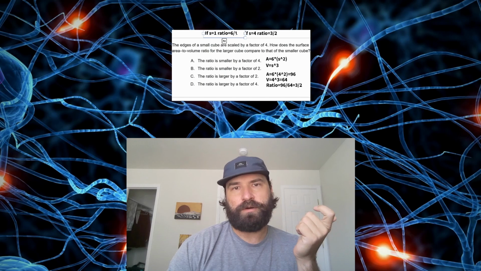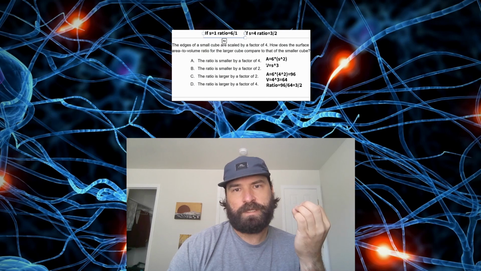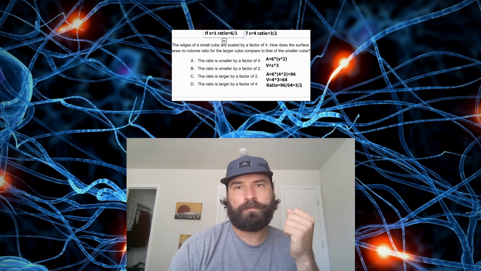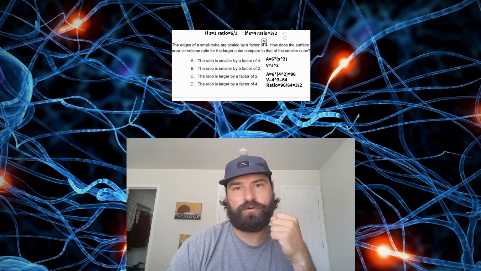And how much smaller is it? What do we have to divide 6 over 1 by to get to 3/2? 6 over 1 is just 6. If we divide 6 by 4, we get the fraction 6 over 4, which is the same as 3/2. So we can tell that the ratio of the larger cube when compared to the smaller cube is smaller by a factor of 4, which is answer A.